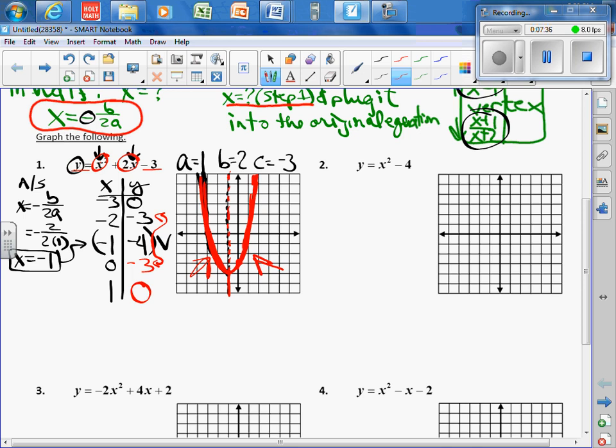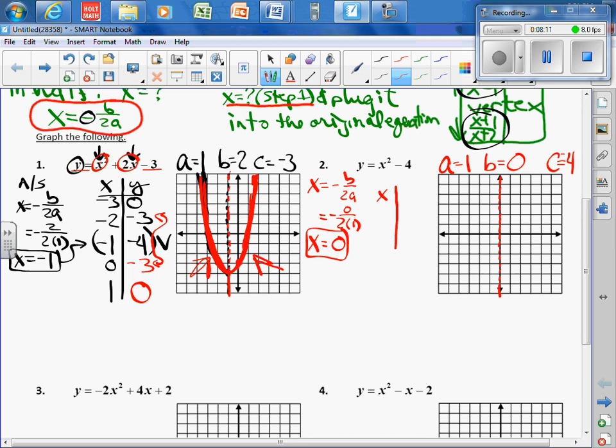All right, number 2. Y is equal to x squared minus 4. A is equal to 1. B is equal to, what do you think? C is equal to -4. So B is equal to 0. So axis of symmetry, x equals -b over 2a. -0 over 2 times 1. 0 over anything is 0. So x equals 0 is the axis of symmetry. Draw a dotted line.